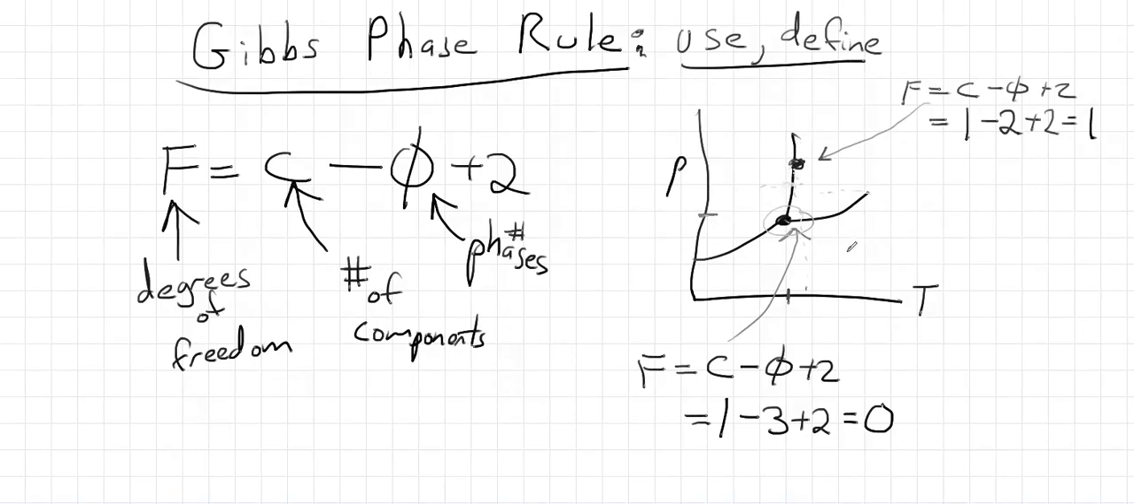On the other hand, if I'm over here, just pick a spot at random, we could say degrees of freedom, well, there's 1 component, there's only 1 phase, so we end up with 3 minus 1 is equal to 2, which means that we can actually choose our temperature or our pressure, and we can vary both of them and still have 1 phase present. So that's how to use Gibbs phase rule. And this will become even more important when we start looking at multiple component phase diagrams.